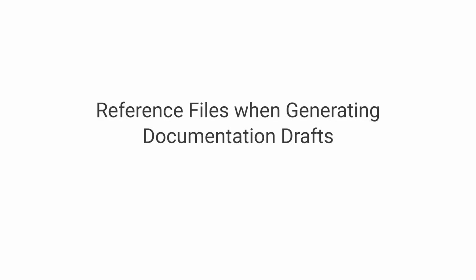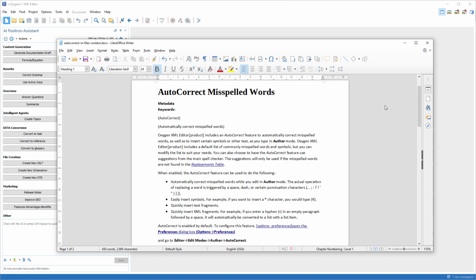The AI assistant can generate a DITA documentation draft based on instructions provided in a configuration file, and you can now reference files to provide more information and context for the AI. It supports Word, PowerPoint, or PDF type of documents, as well as files in plain text format, which includes Markdown or XML. To demonstrate this, we have a docx file with information about an autocorrect feature.